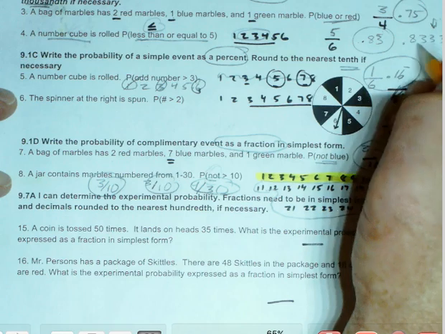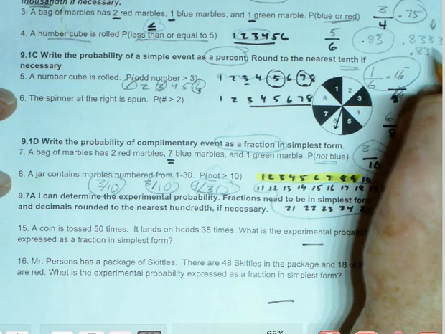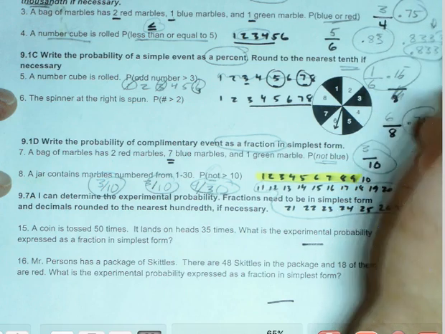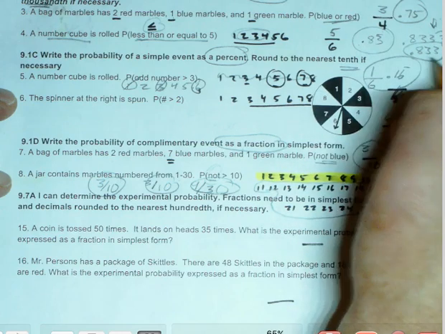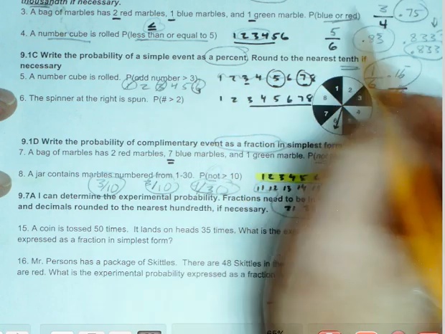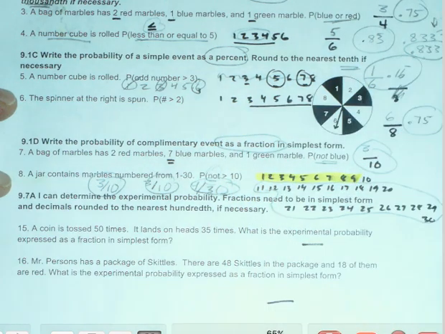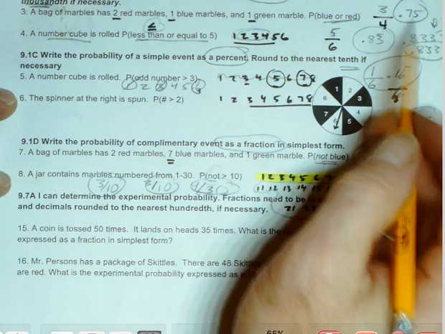This answer right here would actually be 0.833. When I look next door, there's not enough there to round that. So the answer of 0.83 repeating is fine. Rounding it to the nearest thousandth would be 0.833. I'm sorry, I hope I didn't miss any of those other ones. Rounding to the nearest thousandth if necessary. This one I didn't have to round.